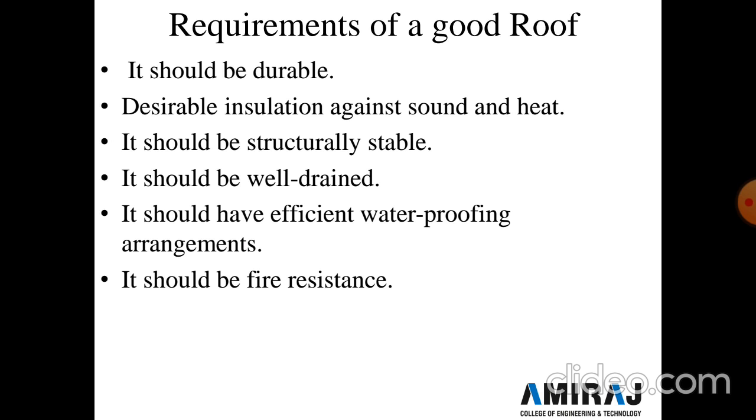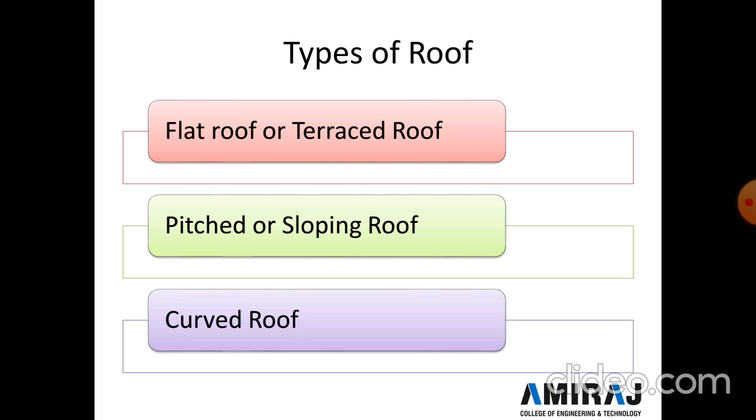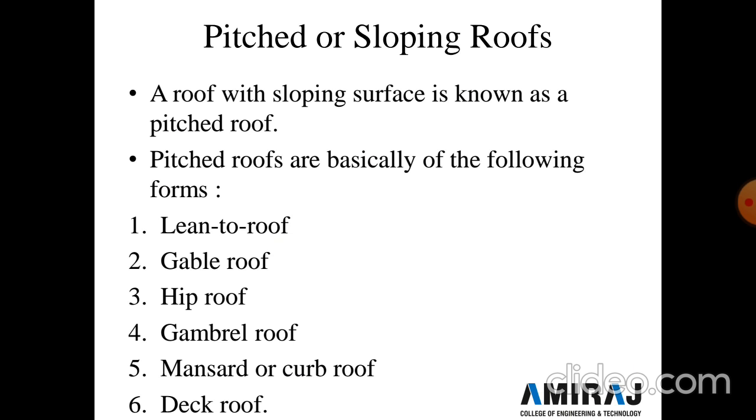Now next we discuss the types of roof. Three main types of roof are constructed in different buildings: first, flat roof or terraced roof; second, pitch roof or sloping roof; and third, curved roof. Here we start with the pitch roof or sloping roof. A roof with a sloping surface is known as a pitch roof. Generally a slope is provided on the top of the roof, and it is known as a pitch roof or slope roof.